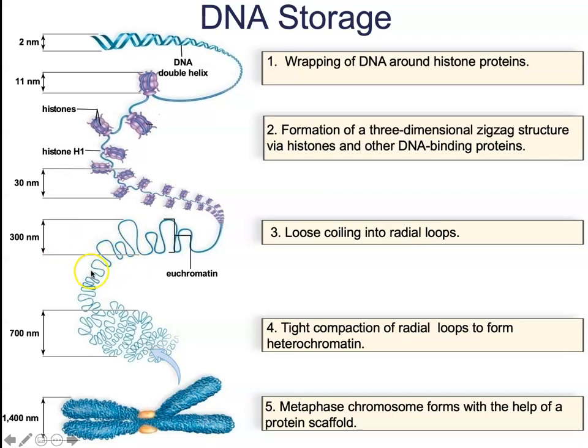At this point, this is what your DNA looks like inside of your nucleus during interphase. It's still kind of all loosey-goosey. It's safe, wound around those histone cores, but it still is kind of these giant loose radial loops.